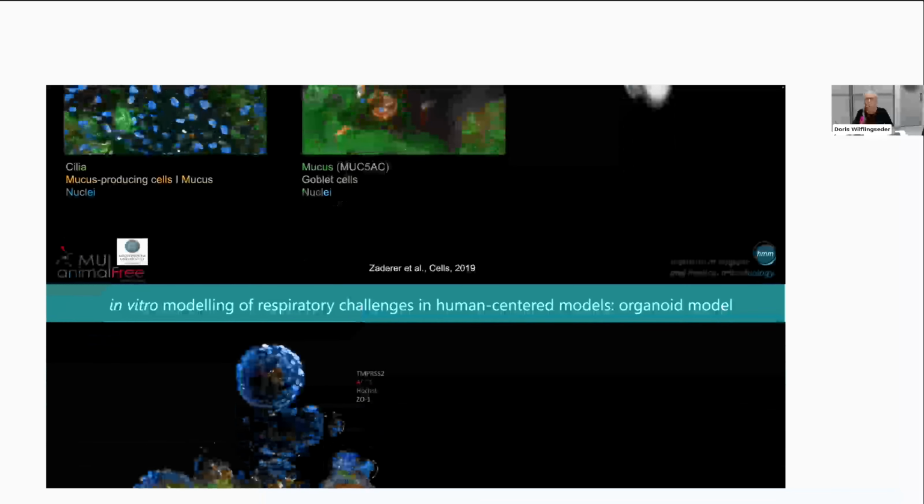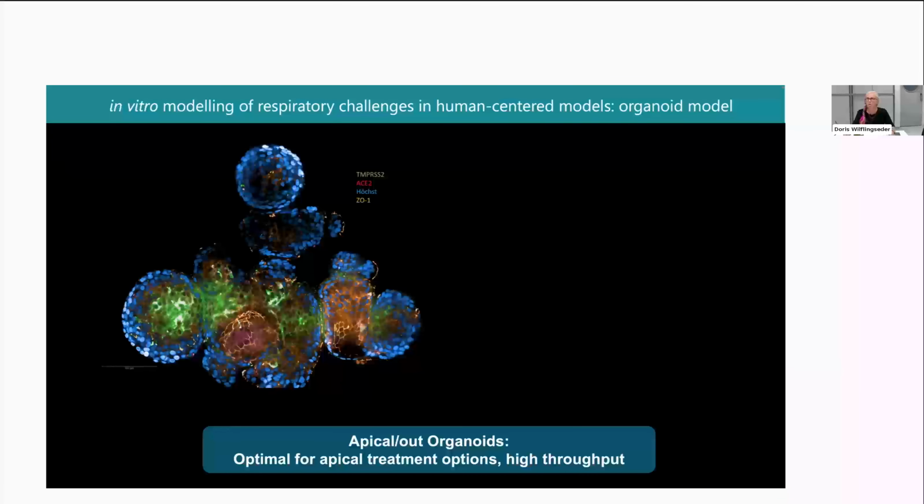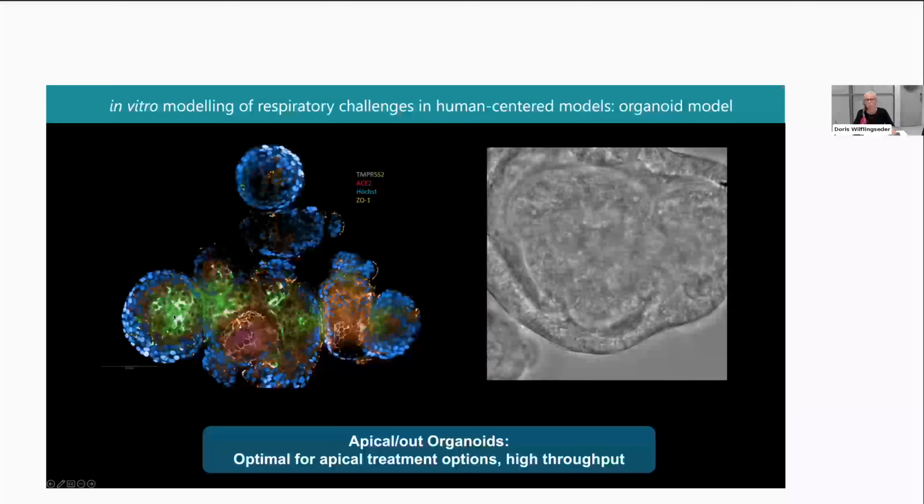The other system we are using are lung organoids, which are normally growing with the basal side out in the medium, and they have the apical side in the center, as you can see here, because here we screened for the SARS-CoV-2 receptors ACE2 and TMPRSS2, and you can see that they are in the center. Here in green, the TMPRSS2, in pink, the ACE2, in orange, we also stained tight junctions by using ZO-1, and the nuclei were stained in blue.